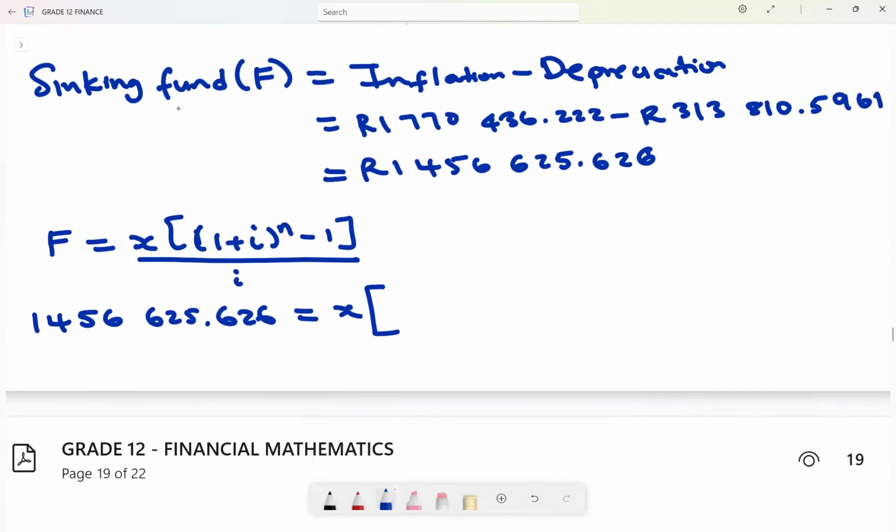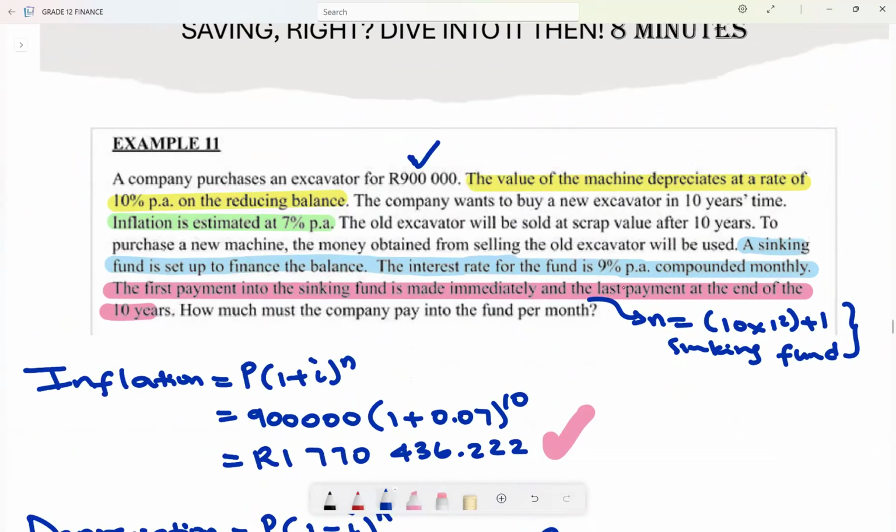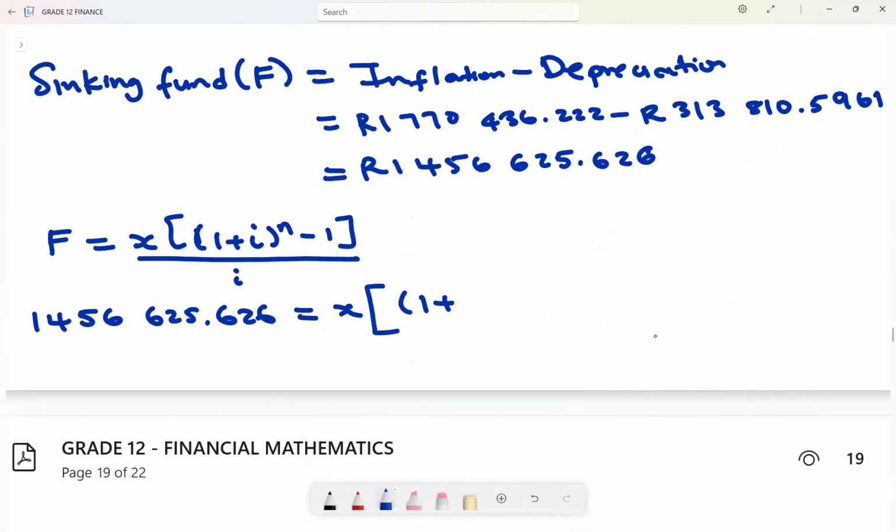X times 1 plus the interest. Each and everything has its interest. The interest for the sinking fund is 9%. Let me highlight the important part. They tell us in blue highlighted, the interest rate for the fund is 9% per annum, compounded monthly. So the minute they introduce the word monthly, it means my interest, 0.09, needs to be divided by 12.